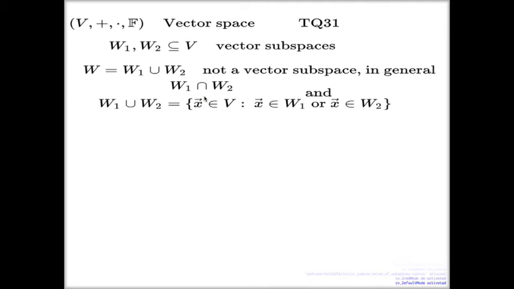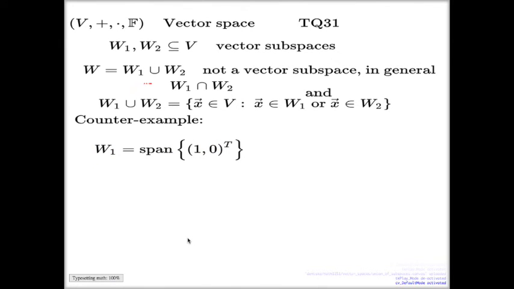Right, so if you show something not a subspace, especially in such a general context, you need to provide a particular numerical counterexample. Here's the counterexample, which is very nice. Which shows you that if you take a union of two subspaces, it is not necessarily a subspace. My first subspace, W1, will be span of this vector, 1, 0.